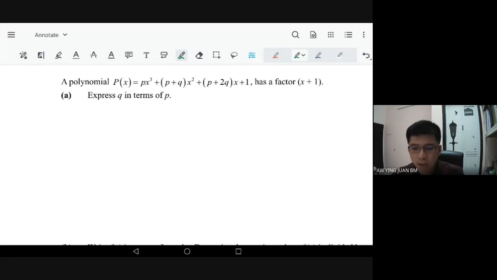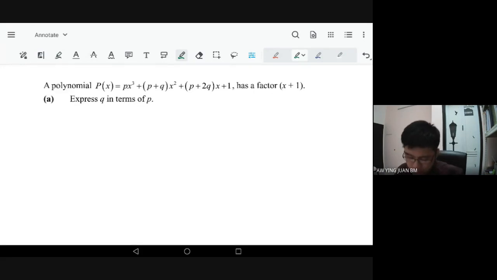Polynomial, we have the p(x). Given the situation as written in the question, p(x) has a factor. So p(x) = px cubed plus (p plus q)x squared plus (p plus 2q)x plus 1.